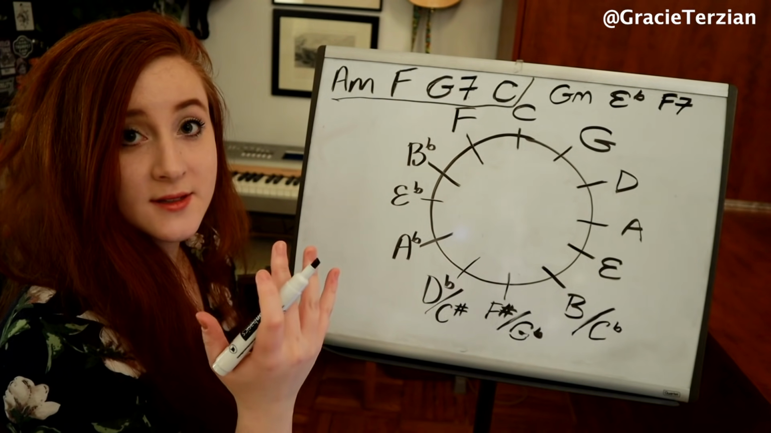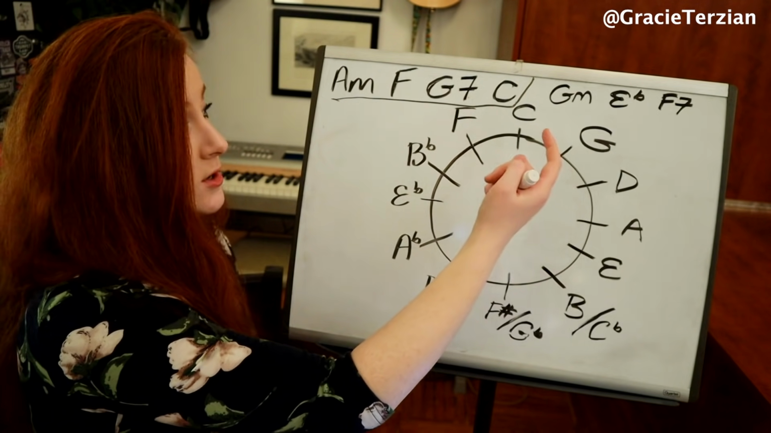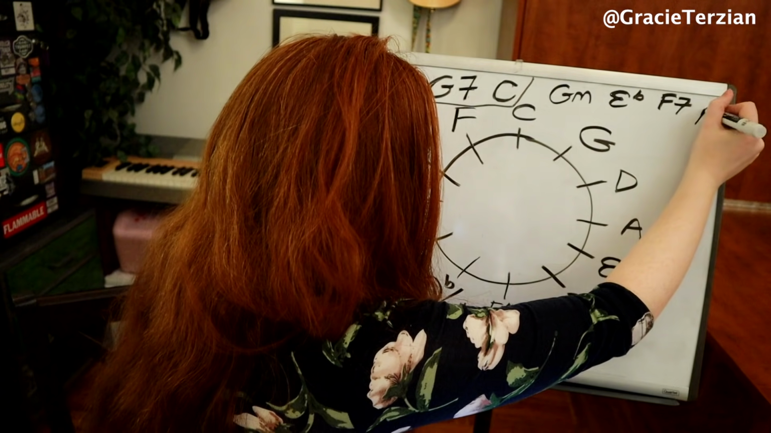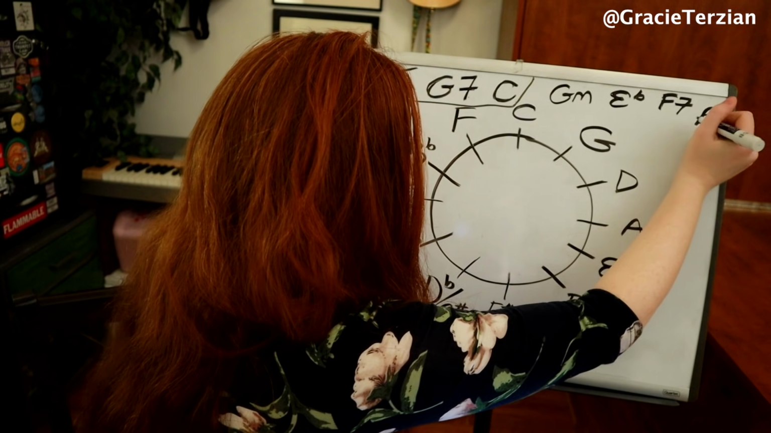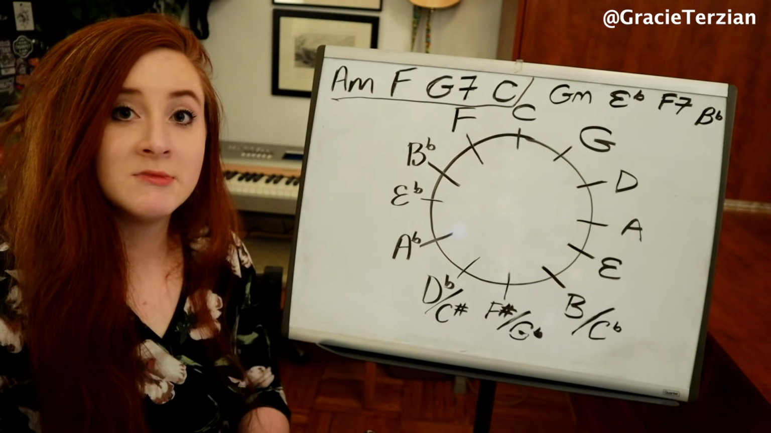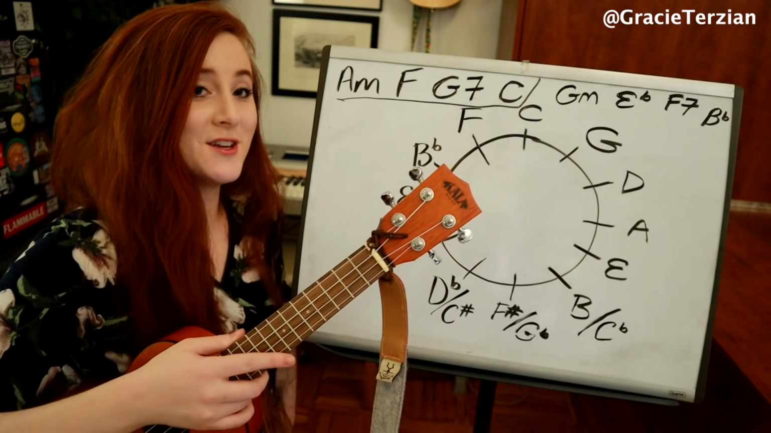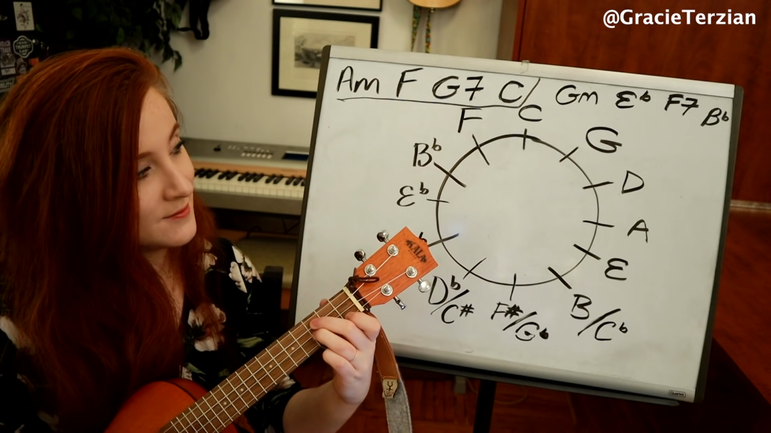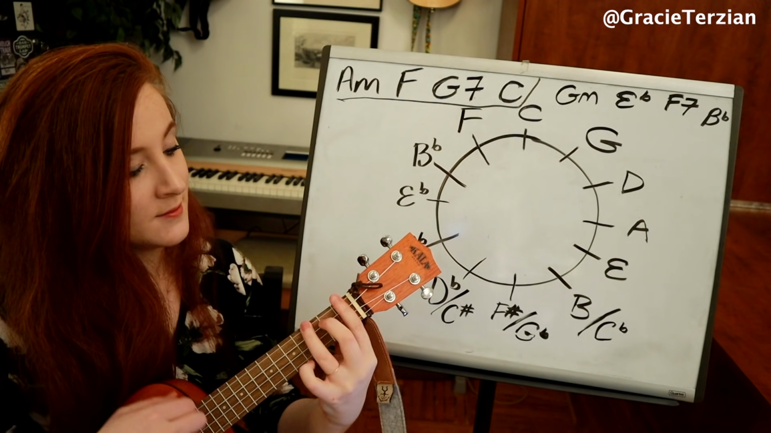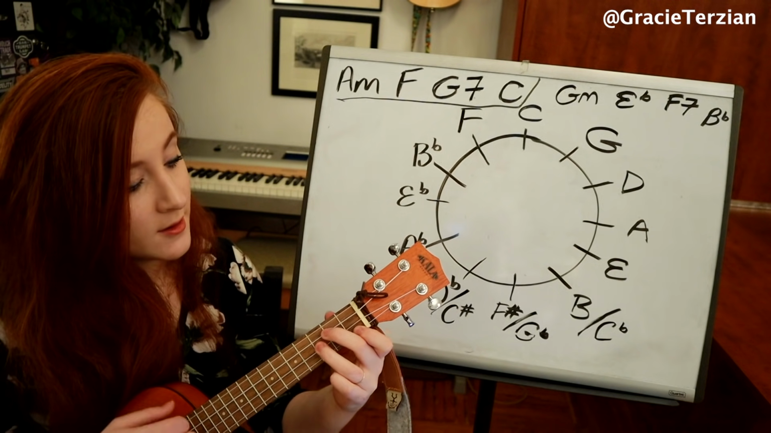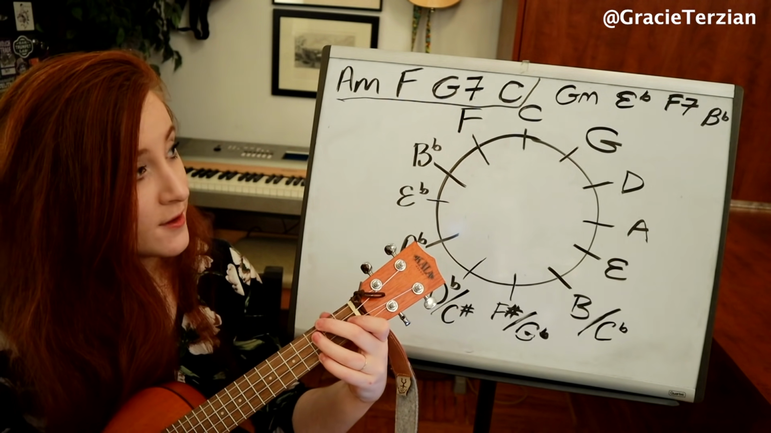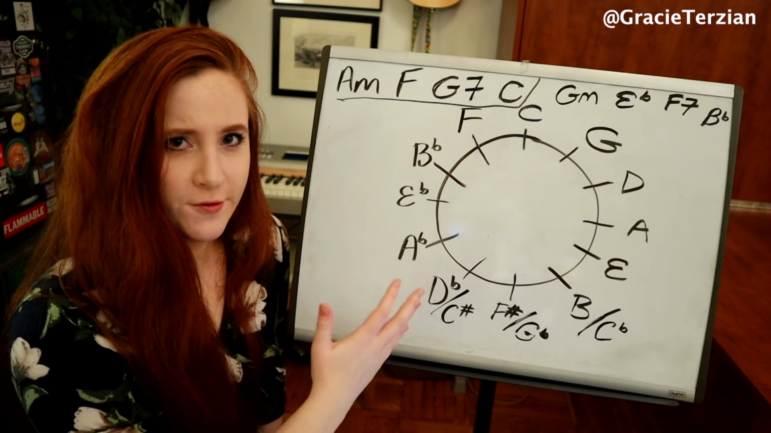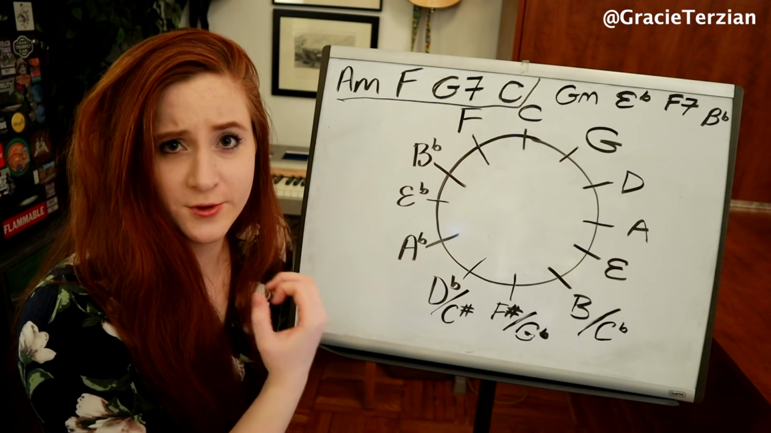And then my last chord is C, so here's my C, and I'm going to move that also counterclockwise 2 spaces. So 1, 2, I get to B flat. So now I just transposed it to a different key. So now if I were to play these chords, it sounds like this. G minor, E flat, F7, E flat.